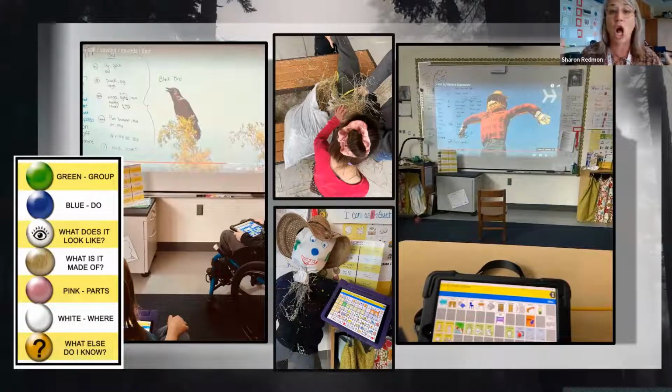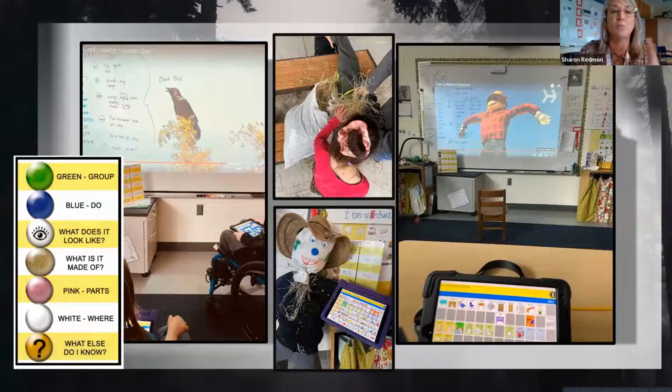So we've done a lot of practicing. When I'm here, I am modeling on my talker. Well, my scarecrow is helping me model because he became a very big hit in our classroom. So scarecrow models like, what do I see? Well, I see that the bird is the color black. I see the color black, so I'm going to put that on there. I wonder where you could find that. Could you find that on your talker?